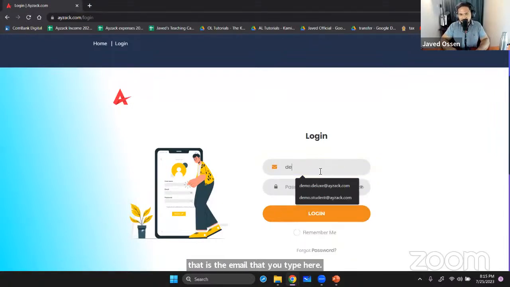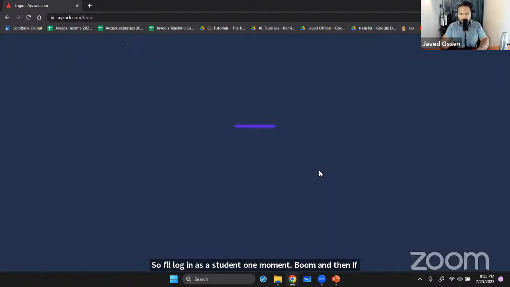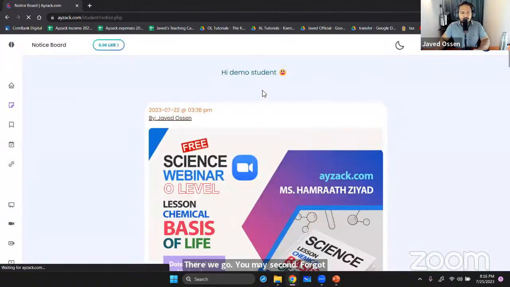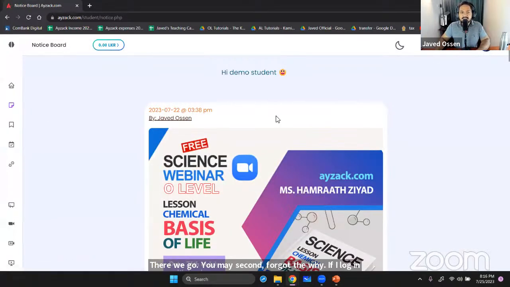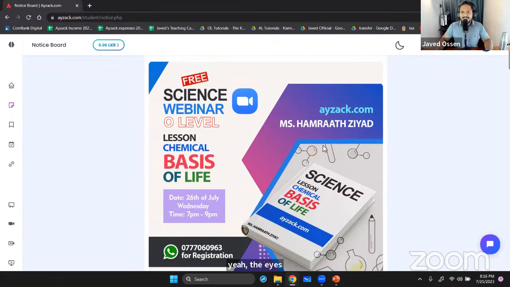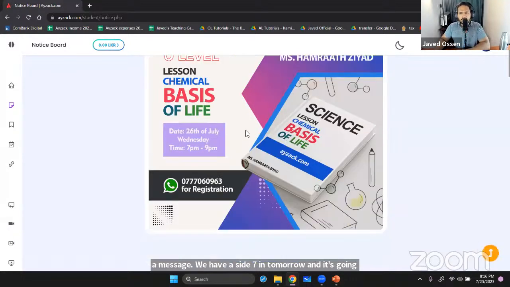So I'll log in as a student. One moment. Boom. And then if I were to log in, the password is monkey, of course. There we go. Forgot the Y. If I log in as a student, now you guys see that there is a notice board here that shows you all sorts of seminars that we have. For example, even tomorrow we have a free science seminar. You can join through isaac.com, or you can join through WhatsApp. If you drop us a message, we have a science seminar tomorrow, and it's going to be an amazing session. So join tomorrow also, from 7 p.m. to 9 p.m. Same time, same place.